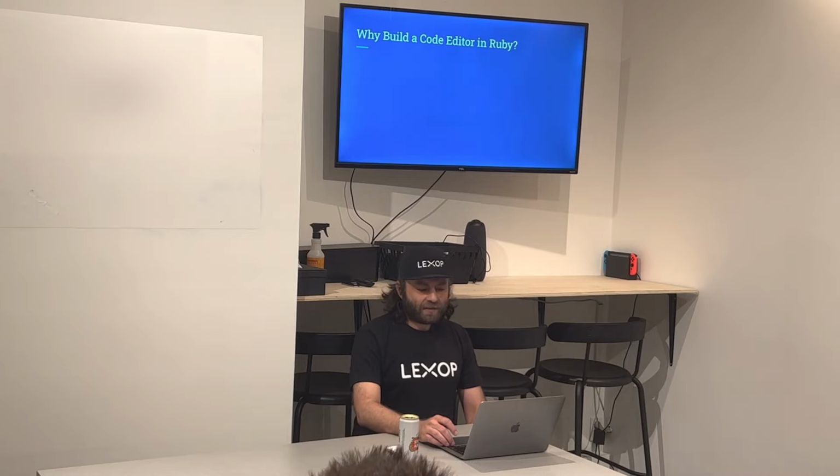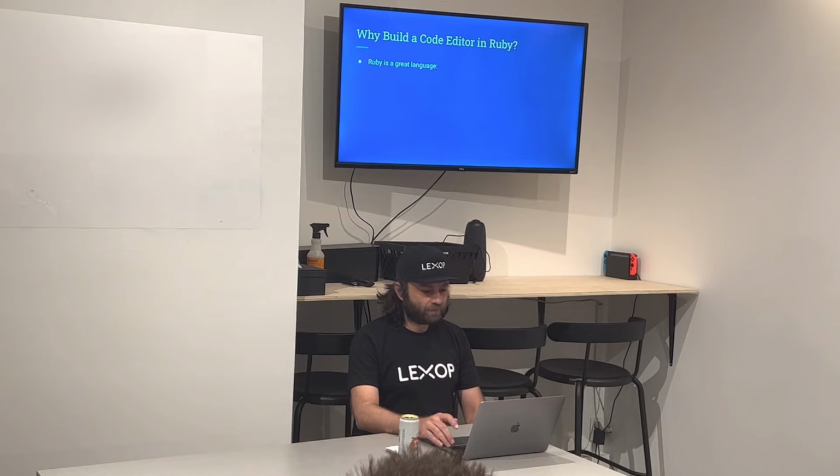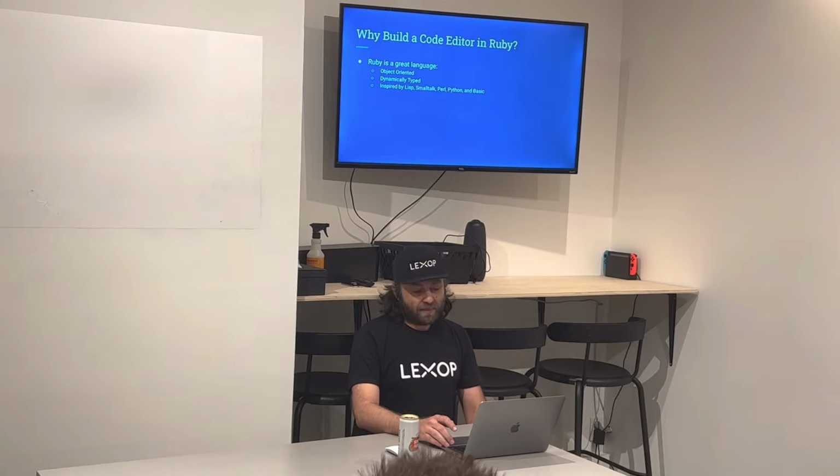So why build a code editor in Ruby? So let's start with the why. The first reason is Ruby is a great language. It's object-oriented. It's dynamically typed. It's inspired by Lisp, Smalltalk, Perl, Python, and Basic. So that means Smalltalk is one of the first languages that demonstrated a very high level of object-oriented programming. So Ruby has some of the best style of object-oriented programming in the world.